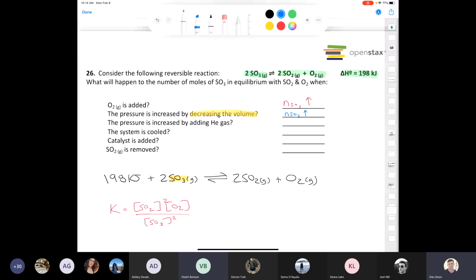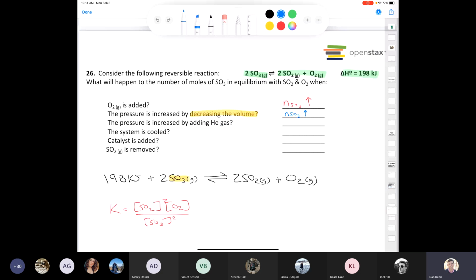Because the product side has less moles. No, it's because the reactant side has less moles. Oh, yeah, that's right. The product side has 3 moles of gas, but the reactant side has 2 moles of gas. So it's going to shift to the side with the fewer moles of gas because you've got a smaller volume. If it's shifting to this side, that means that this is going to go up. So the number of moles of sulfur trioxide will increase.